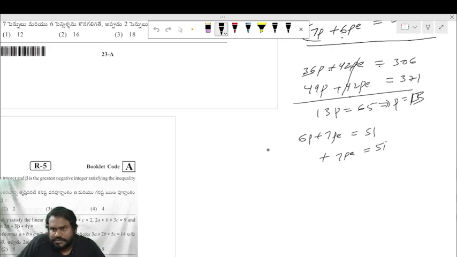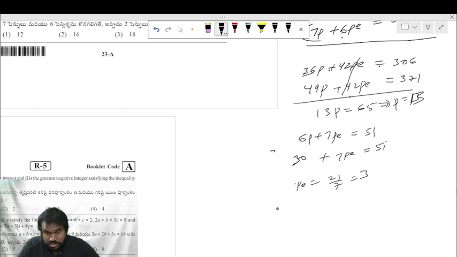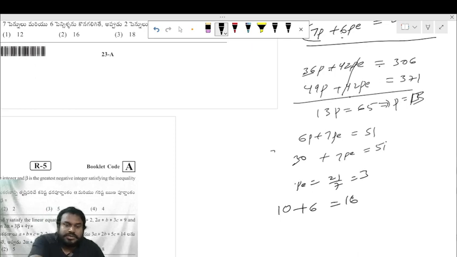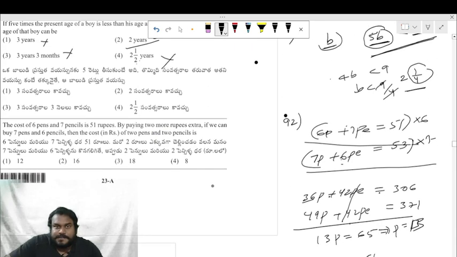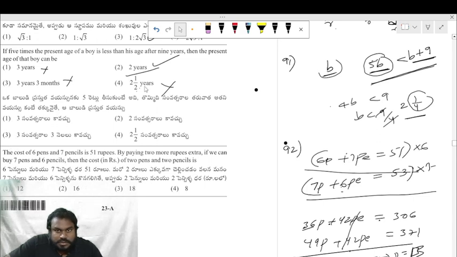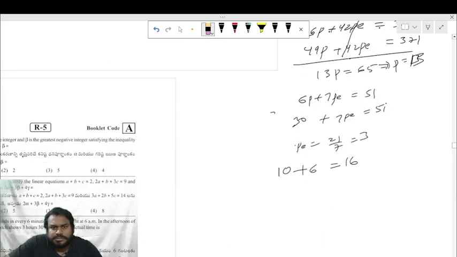So it is 51, 30. So pencils equal to 21 by 7, which is 3. So pen cost is 5 and pencil cost is 3. To buy 2 pens, you will have to spend 10 rupees. 2 pencils, 6 rupees. So total 16 you need to spend. So this is the answer. Okay. Next question.